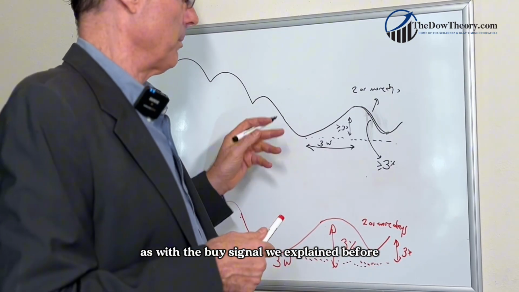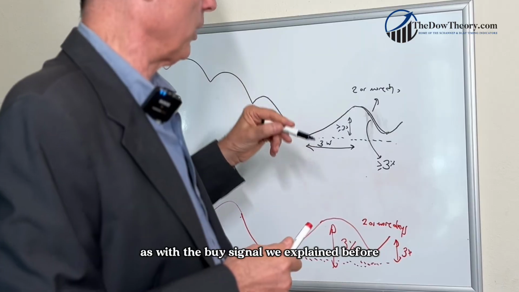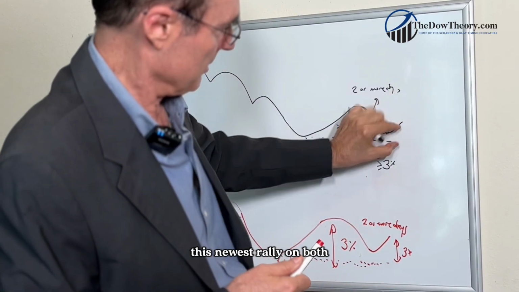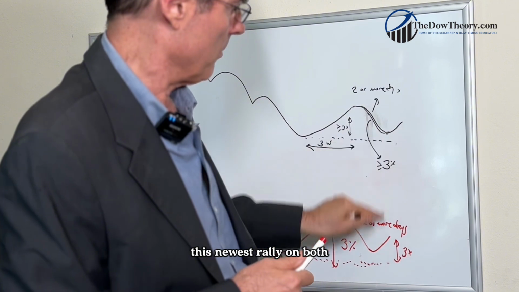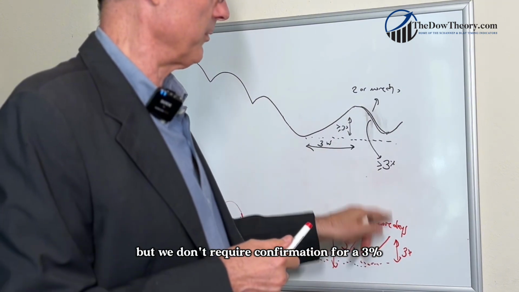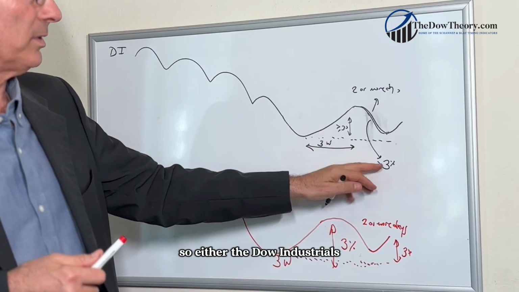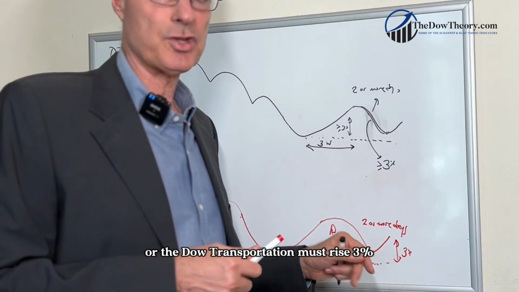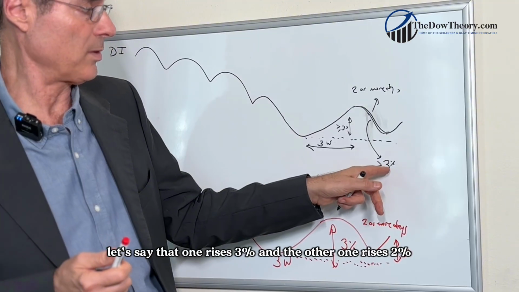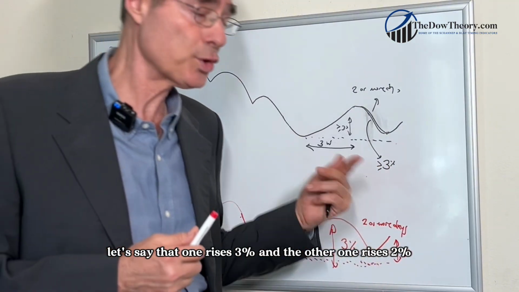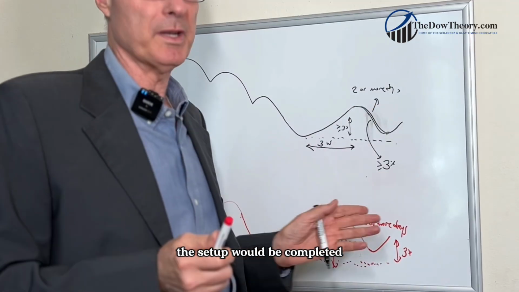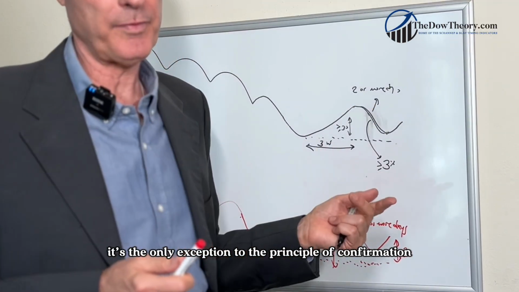As with the buy signal we explained before, we only require confirmation for the 2 days rally, this newest rally, on both indexes. But we don't require confirmation for the 3%. So either the Dow Industrials or the Dow Transportation must rally 3%. So even without confirmation, let's say that one rallies 3% and the other one rallies 2%, the setup would be completed. It's the only exception to the principle of confirmation.